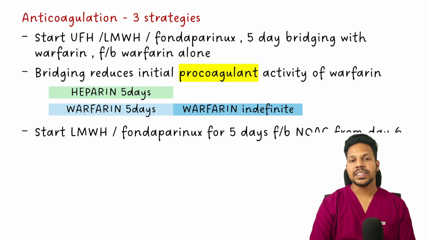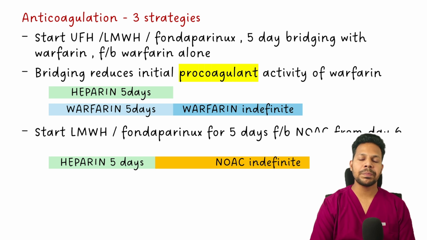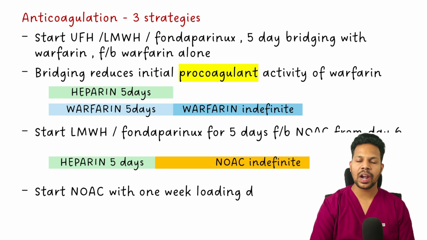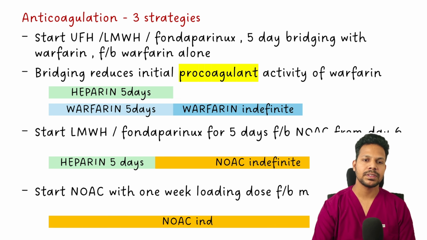Now, the other way is to start with the low molecular weight heparin or fondaparinux for 5 days, followed by the next day shift to novel oral anticoagulant agents. There is no need for bridging here. And the third strategy is to start with the novel oral anticoagulant with 1 week loading dose followed by maintenance. These are the three strategies of anticoagulation in a patient of pulmonary embolism.